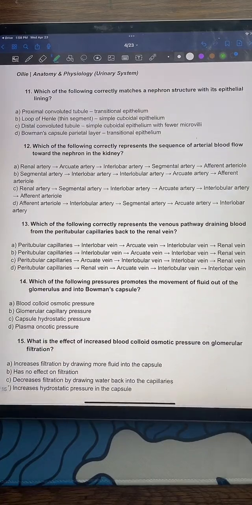Alrighty, moving on. Number 11, which of the following correctly matches a nephron structure with its epithelial lining?